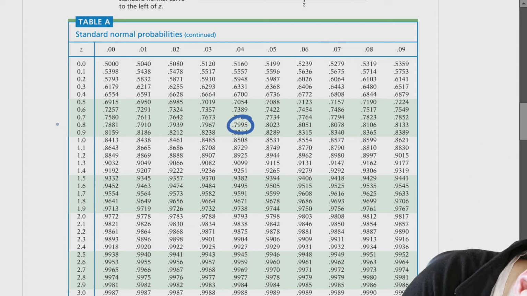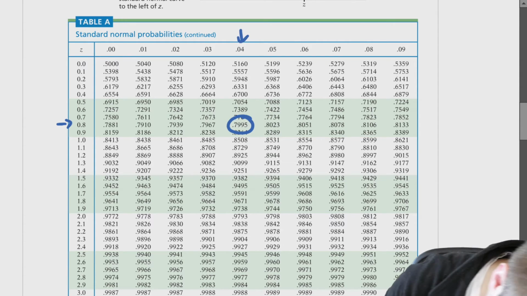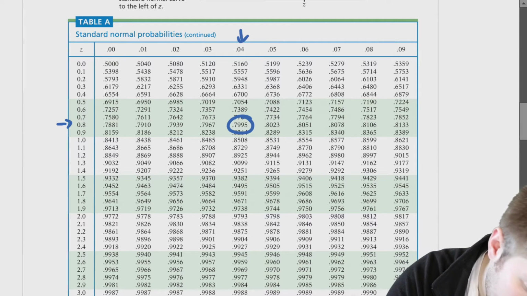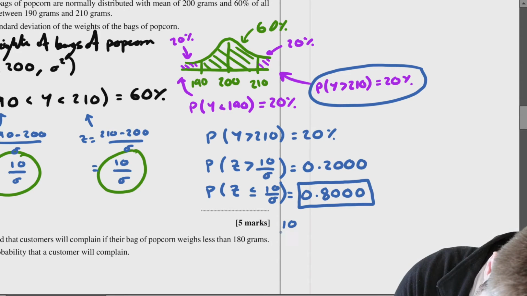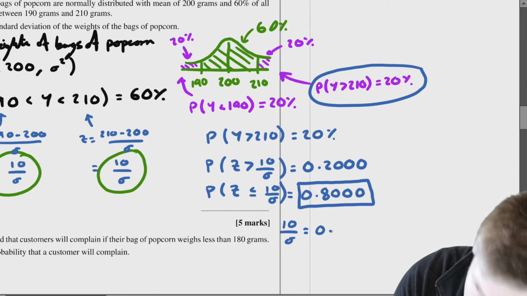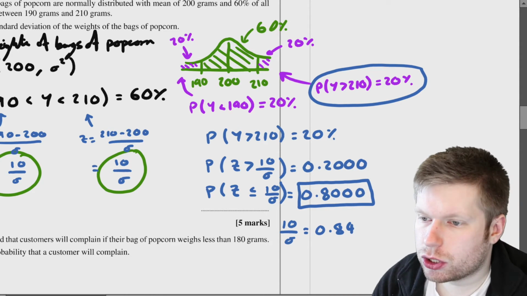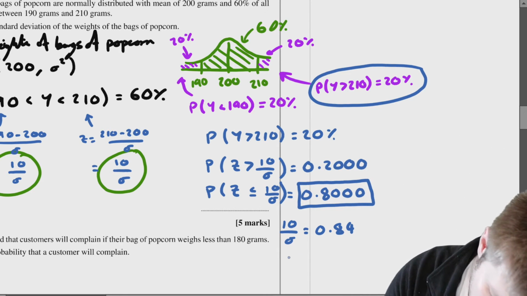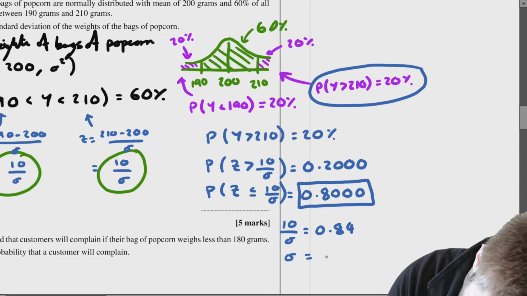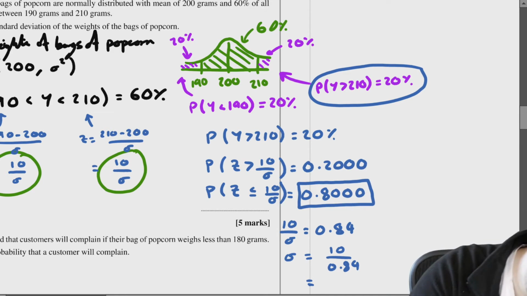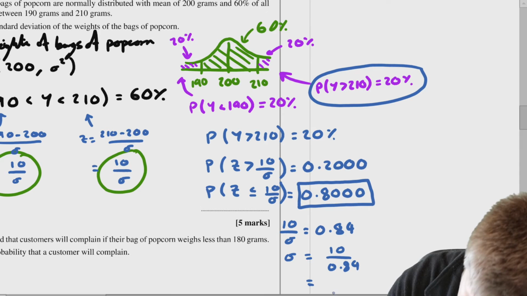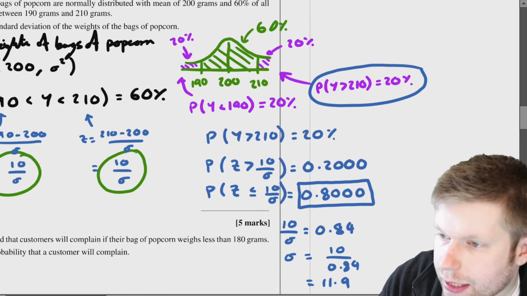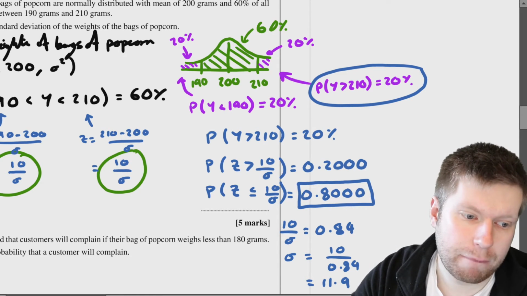So that is 0.84 units of standard deviation from the mean, okay? So my 10 over sigma should be equal to 0.84 units of standard deviation from the mean, okay? So therefore, if I rearrange this, I get sigma should be equal to 10 divided by 0.84. If I stick that into my calculator, 10 divided by 0.84, that should give me, well, it's 11.9. Okay, so 11.9 is the value of my standard deviation there.